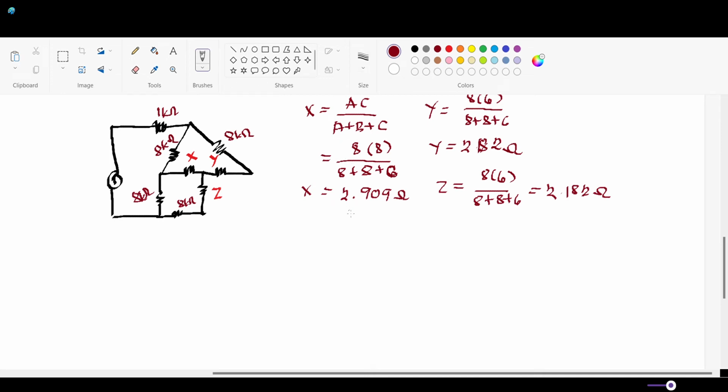Now that we know the values of X, Y, and Z, we can now add 8 kilo ohms to Y because they are in series together. Simplifying, okay, they are in series together, so as we simplify the circuit, let's redo one more time.